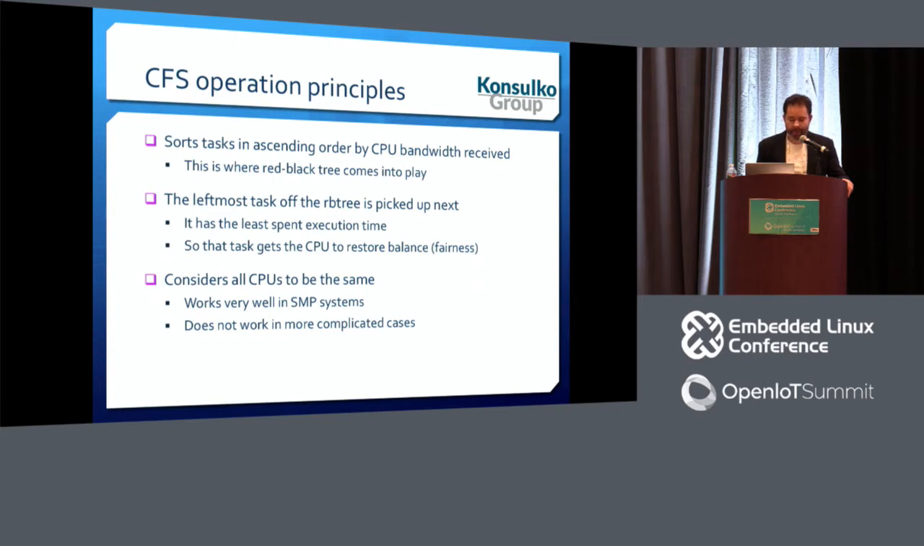CFS is sorting tasks in ascending order in that very red-black tree. And the leftmost task of the red-black tree is picked up next when the decision for the next task to be put on the CPU is made. That's because the leftmost task has the least spent execution time, and that is the very task that needs fairness the most.